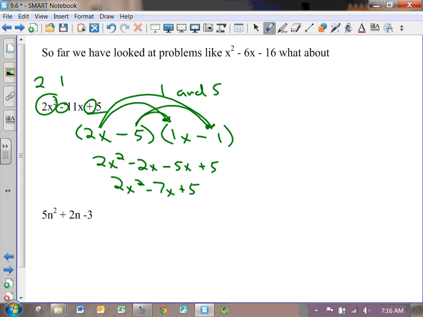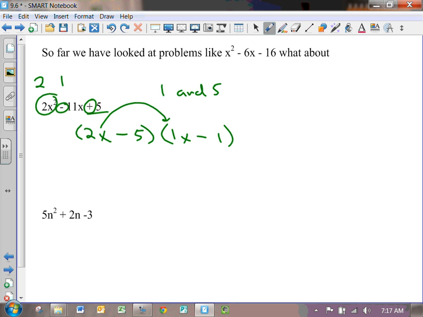Now that didn't work because our negative 7x doesn't match up with our original negative 11x. So it means we have to change some things. So we have to go back and rework this. So I'm going to undo this so you can get rid of some of these steps. All right, so the things that we can change. You can change the signs. But in this case, we know it's a minus minus, so we're not going to change the signs.